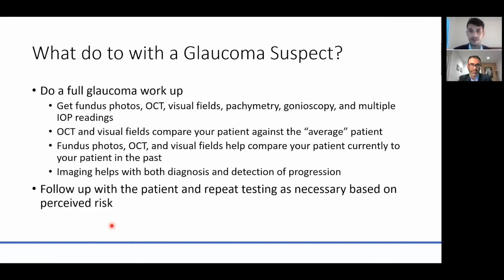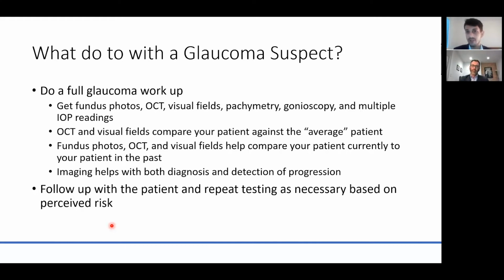They compare the patient against the average patient. So the Humphrey visual field, the Cirrus OCT, they have these normative databases that will compare a snapshot of your patient to the average patient. Things like fundus photos, OCTs, and visual fields, they also can compare your patient currently to what your patient was in the past. So let's say I take a fundus photo today. That's my baseline for the patient's optic nerve and cup going forward for years.